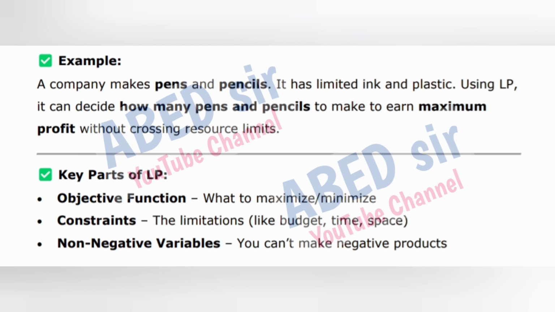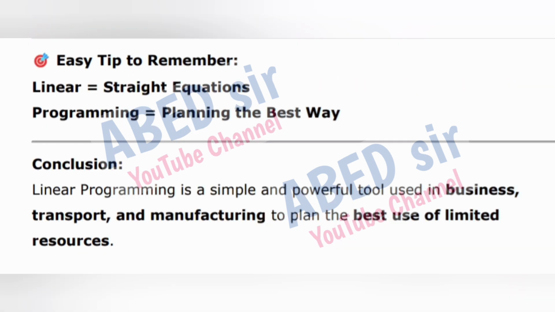Key parts of LP: objective function, what to maximize or minimize. Constraints, the limitations, like budget, time, space. Non-negative variables, you can't make negative products. Easy tip to remember: linear is equal to straight equations. Programming is equal to planning the best way. Conclusion: linear programming is a simple and powerful tool used in business, transport, and manufacturing to plan the best use of limited resources.